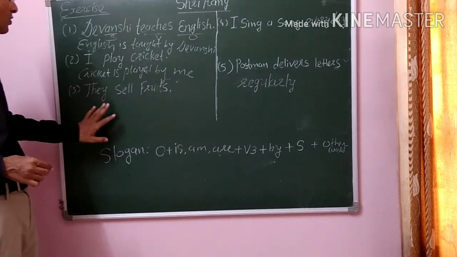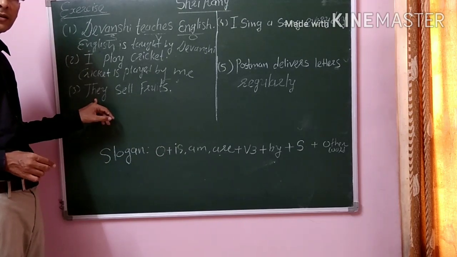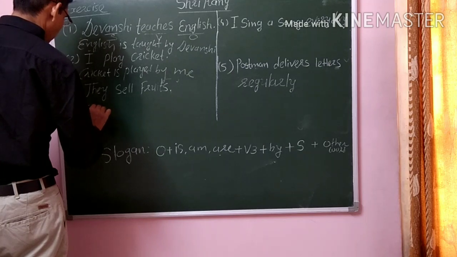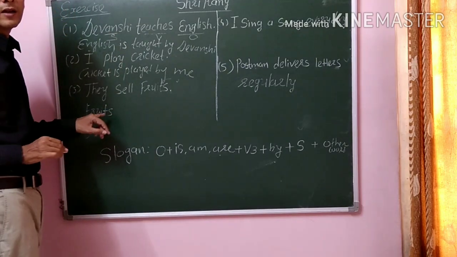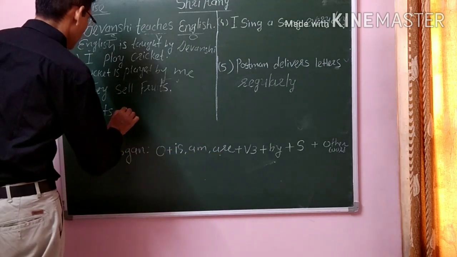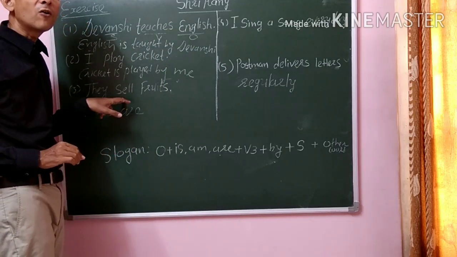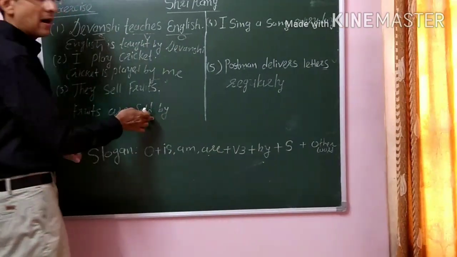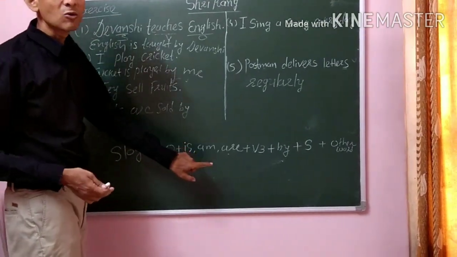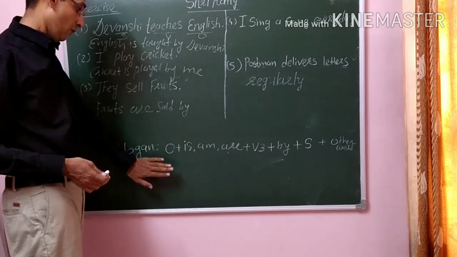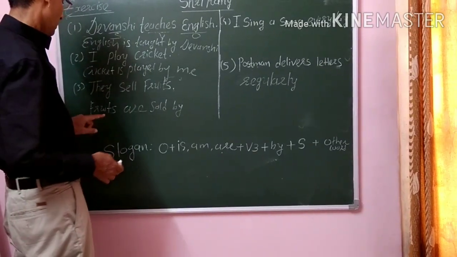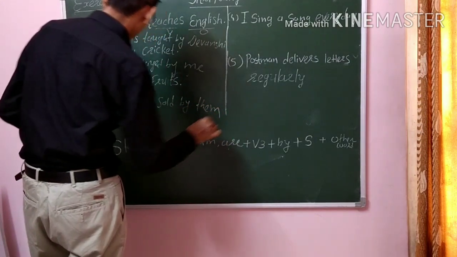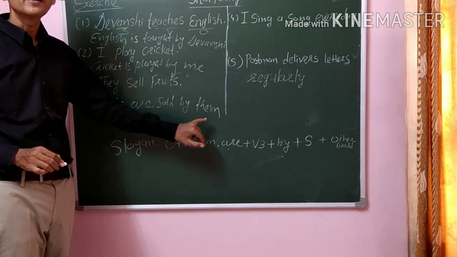One more example. They sell fruits. They is the subject. Sell is the verb. And fruits is the object. So here we will put fruits first. Fruits is plural, so here we select are. Fruits are. Then what is the third form of sell? Sold. Then by. We put by here according to the slogan. Students, you have to remember the slogan. If you remember the slogan, you can easily make all these answers. Fruits are sold by they. They turns into them. So the answer is: Fruits are sold by them.